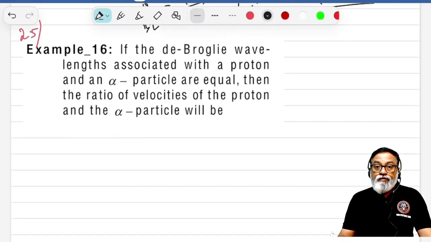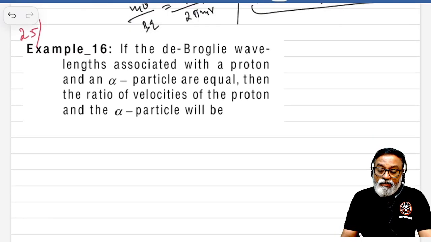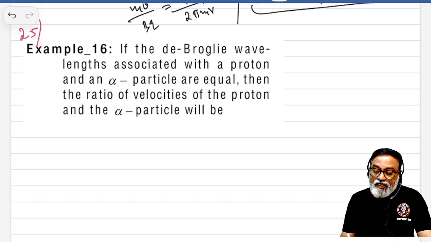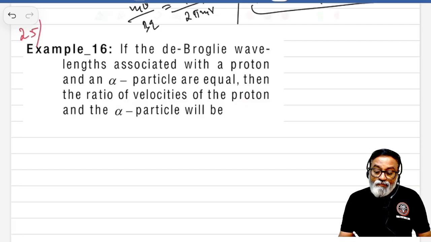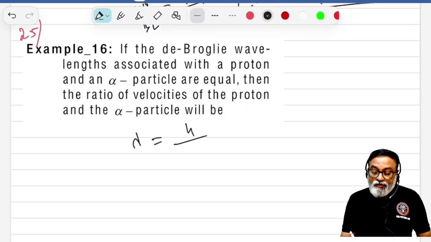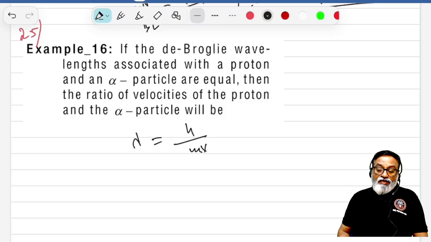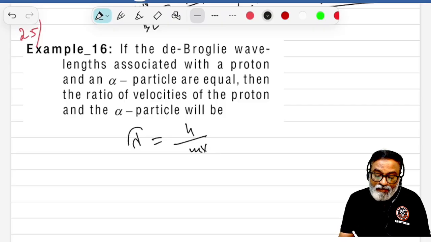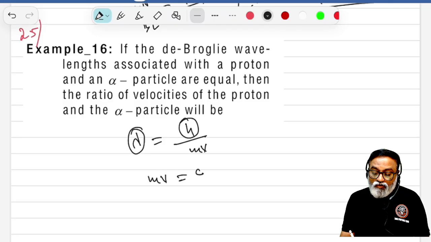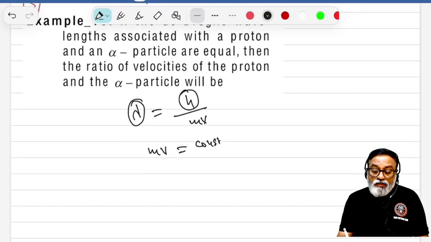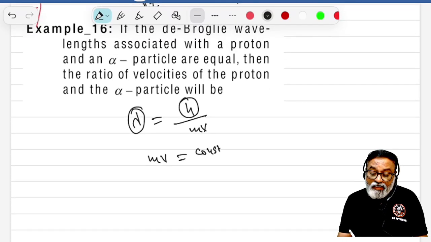Next one. This is also very, very important. If the de Broglie wavelength associated with a proton and alpha particle are equal, then find the ratio of velocities of proton and alpha particle. Here lambda is equal to h by mv. The de Broglie wavelengths are equal, h is same, lambda same. Therefore, m into v is constant.